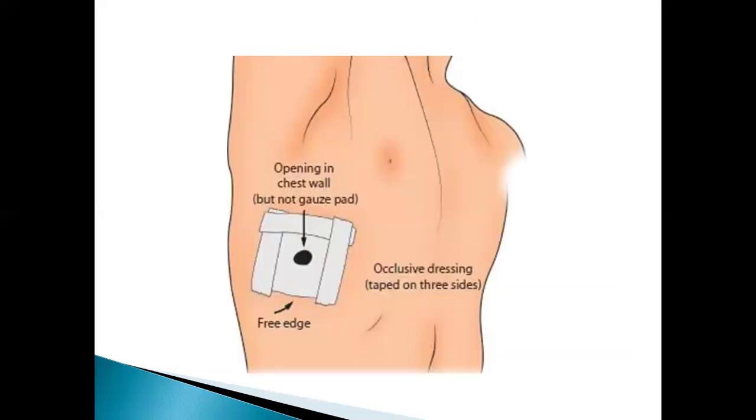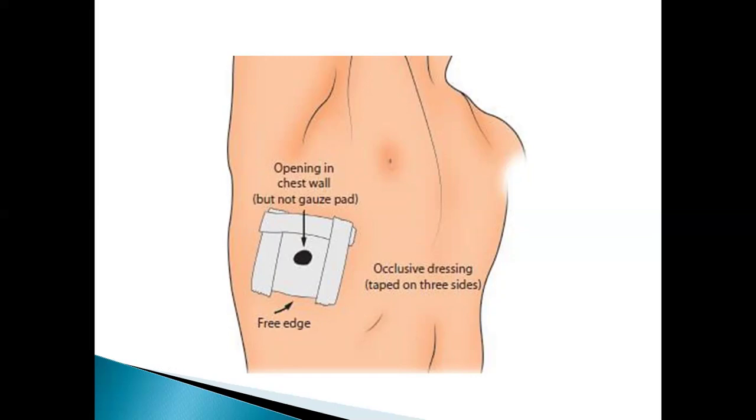There's a question point of view. Another question: they have just given you an occlusive dressing, but how to apply it? What will be the method? You have to remember, for an open chest wall wound, just put the gauze and then the occlusive dressing. Okay, three-sided only. That is very important.